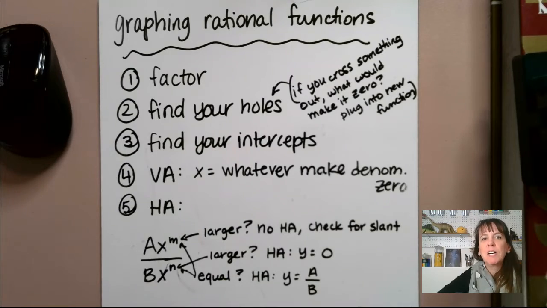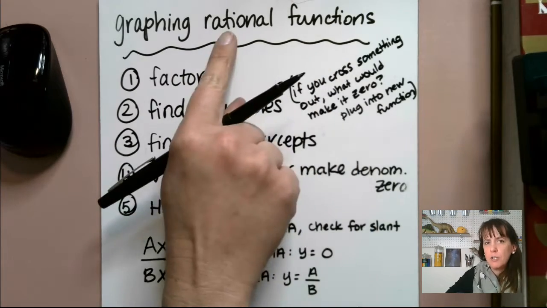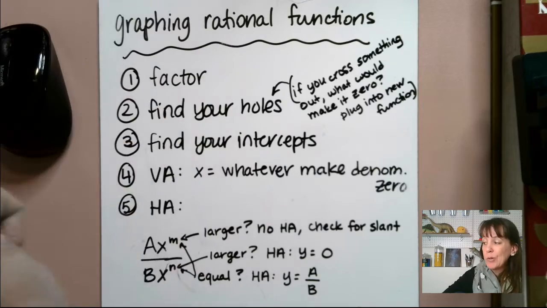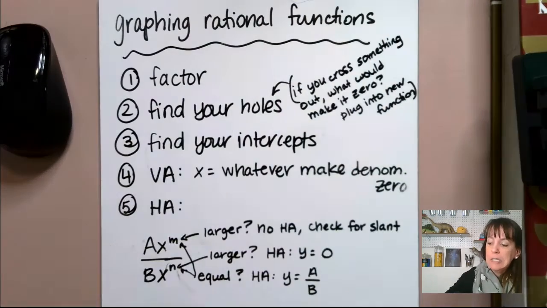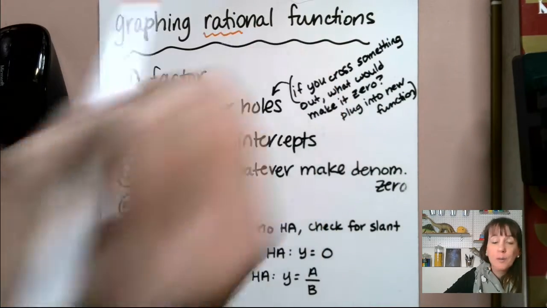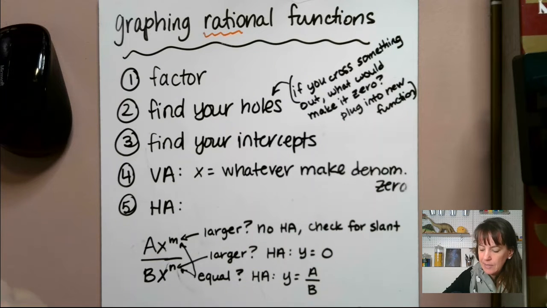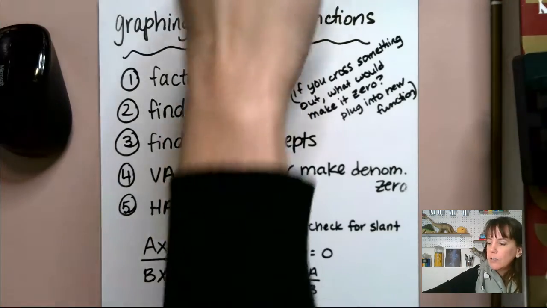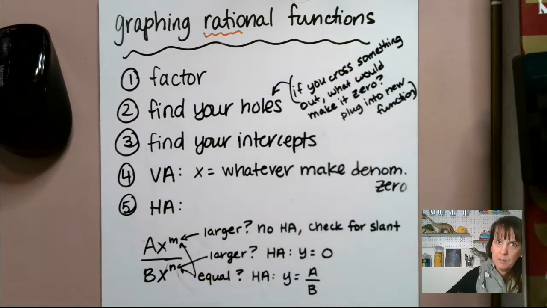Hi friends, today we're talking about graphing rational functions. A rational function. Remember, the root word of rational is ratio, and all a ratio is a fraction, which means that these are functions that have the variable in the denominator of our fraction. So we've got to graph these guys because they come in many different forms.